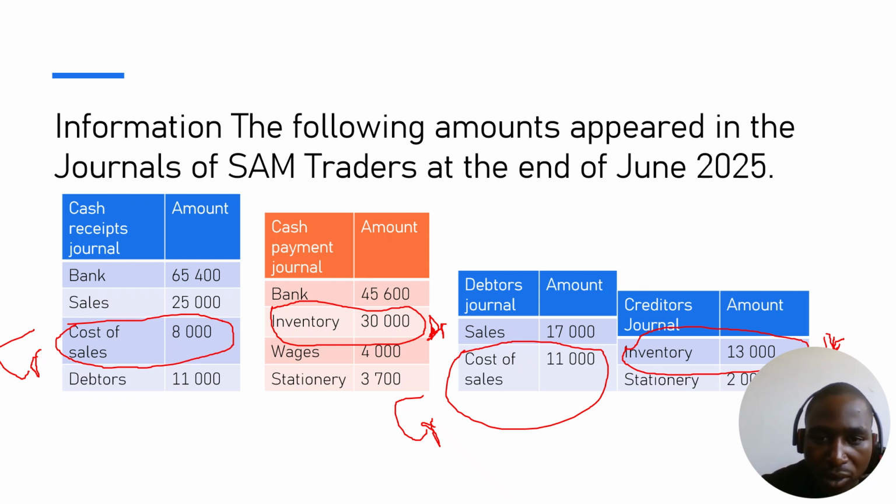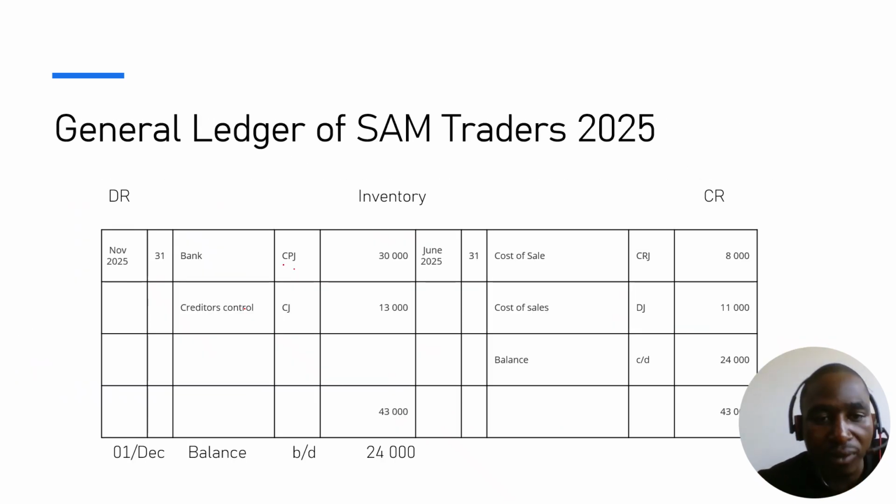These two amounts we'll write on the debit side of our inventory account, because we are purchasing, so that is increasing our inventory. These two amounts will go to the credit side of our inventory account, because they are decreasing our inventory. So we are selling. Let's go and write on the inventory account.